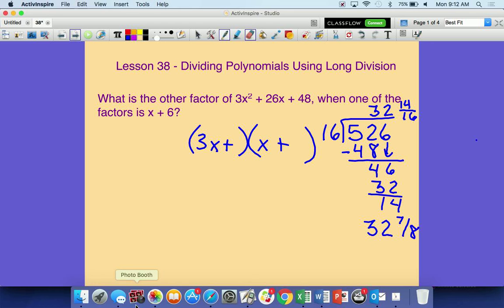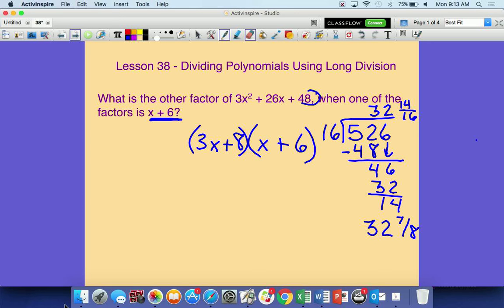And then for 48, I've got a ton of different options to use. I can go 1 and 48, 2 and 24, 3 and 16, and so on. There's a lot of them. Alright, what do I do? Well, I'm given another clue as to what one of them might be. It says one of the factors is x plus 6. So put the 6 there. If this is a 6, this has got to be an 8 to be able to get our 48 here.